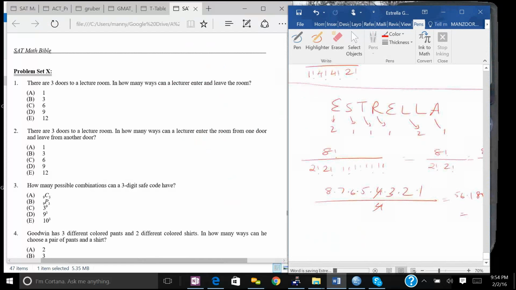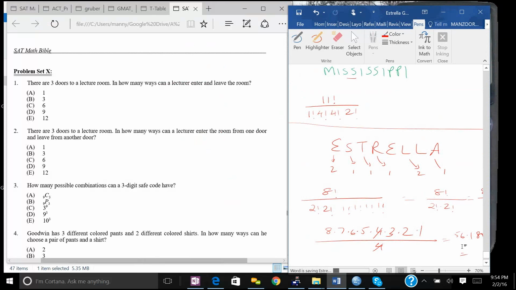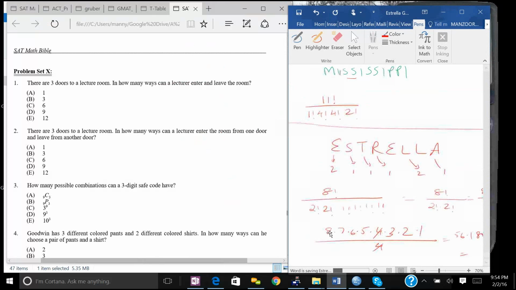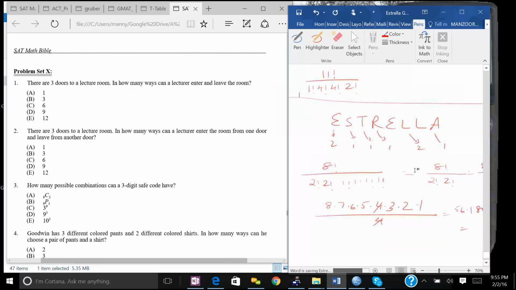How do you do it? There are 3 doors in a lecture room. In how many ways can the lecturer enter and leave the room? 3 ways. 3? No. 2. No. Let me show it to you with a picture maybe.